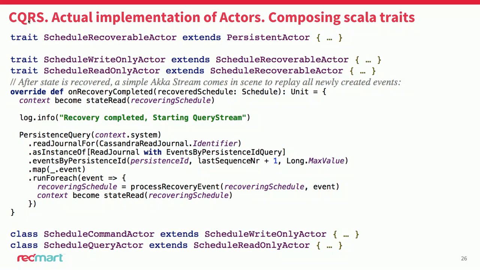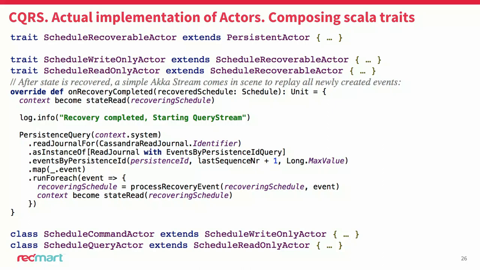It heavily uses traits. Let's say we have this schedule recoverable actor trait, which extends only persistent actor. Then we have write-only actor and read-only actor, both of them extending the same recoverable actor, meaning that both paths are recoverable. Underneath, they use the same schedule business logic class. Theory says you can have different models serving commands and queries. In this practical example, frankly, I didn't have much time to make this distinction, so I picked the same model and use it for both types.